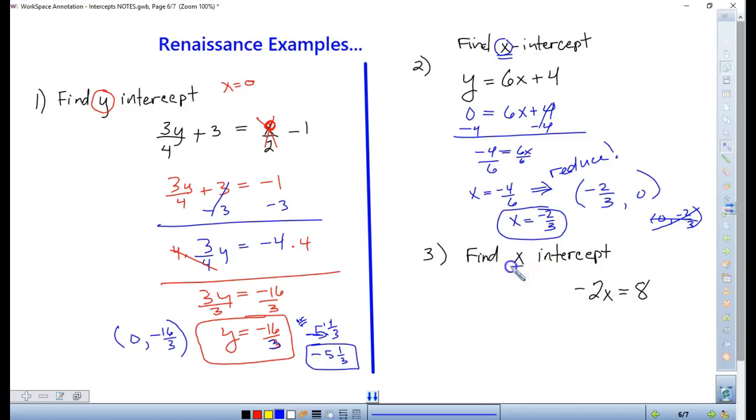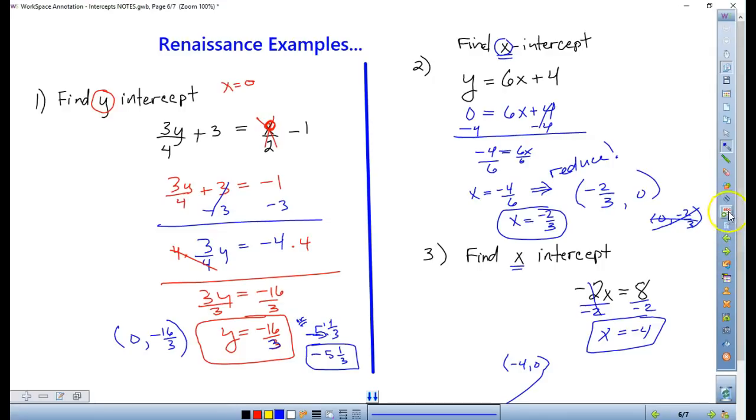This one's real easy. If they say find the x-intercept and there's no y, then the y is not even a part of it. So y is 0. If there's only an x in it, hopefully you remember that this is the equation of a vertical line because it's only crossing the x-axis. So you just solve it, or your coordinate would be negative 4, 0. So if there's only one letter in it, then it's either vertical or horizontal, and you just solve it to find out what it would equal. So there's a little help for when you get to the Renaissance on intercepts.